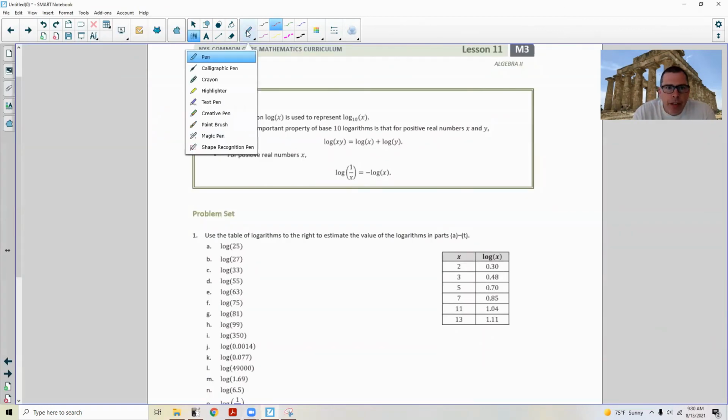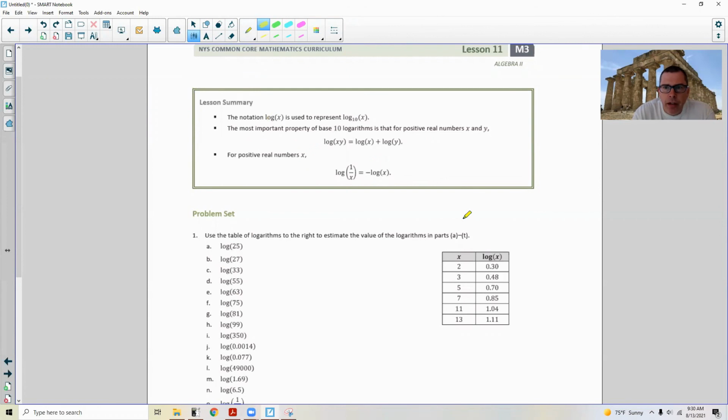Okay, so page 6 brings us to the end of lesson 11, which is the most important property of base 10 logarithms. So review this lesson summary and go to your problem set.